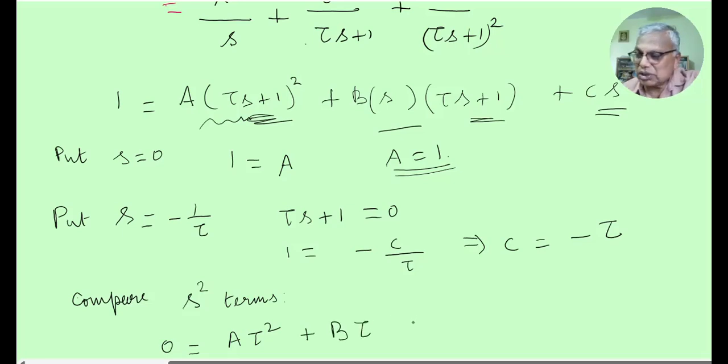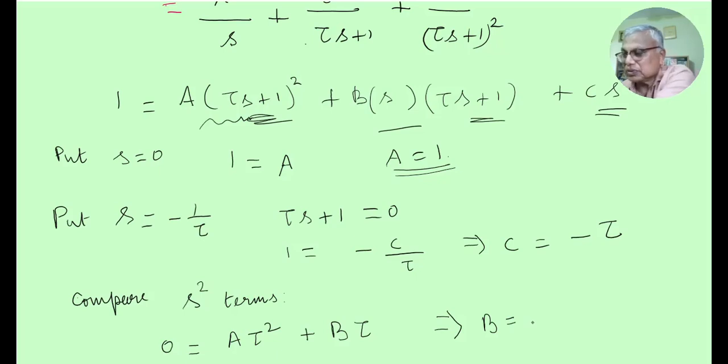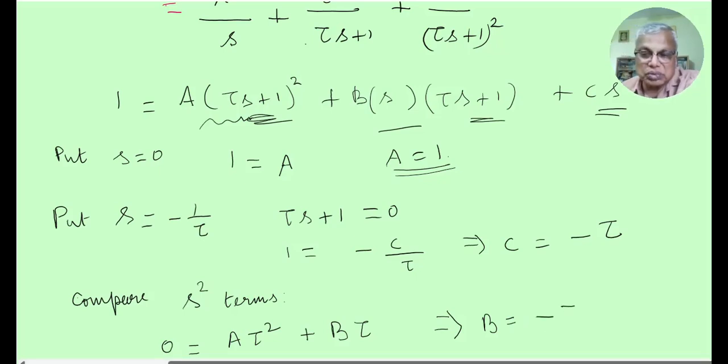So a tau square plus b tau equal to 0, and already a is 1, so tau square plus b tau equal to 0, so b equals minus tau. So b is minus tau, c is also minus tau, and a is 1.